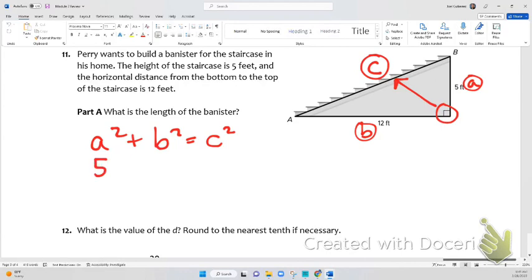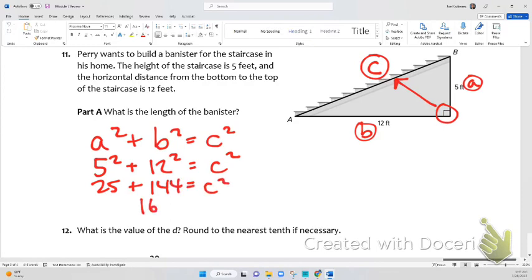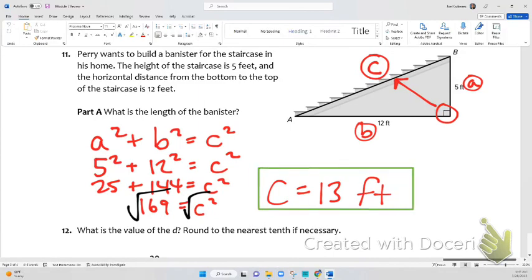So for A, we have a 5. For B, we have a 12. For C, that is what I'm looking for. So 5 times 5 makes 25. 12 times 12 makes 144. And then if we add these two together, you get 169. The 169 is not my answer because there's no way it could be 169 feet. So please make sure always to get rid of the square, the opposite is to do the square root. So when you do this, the square root of 169 will give you 13. And in this case, we're talking about feet for this answer.